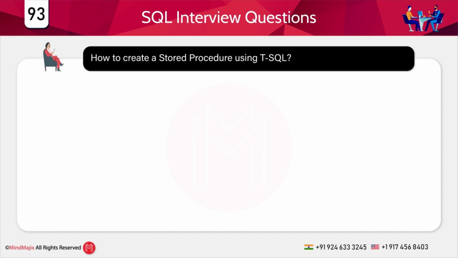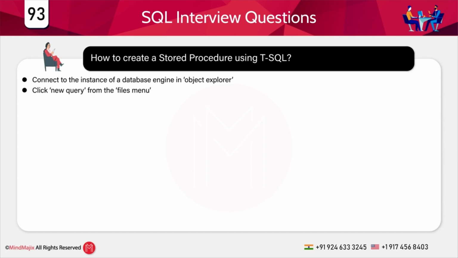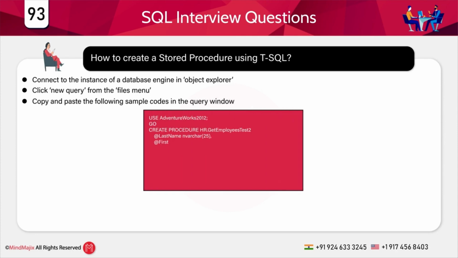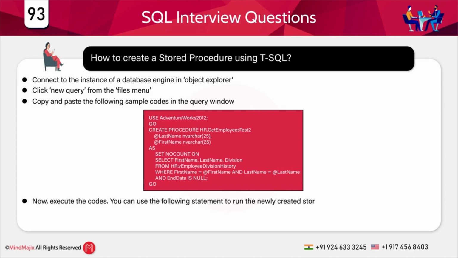So basically there are 3 steps to create a stored procedure using T-SQL. In the first step, you connect to the instance of a database engine in the Object Explorer. Then you click on the new query from the files menu. And after that, you copy and paste the sample code in the query window. Just for your reference, we are using this sample code.